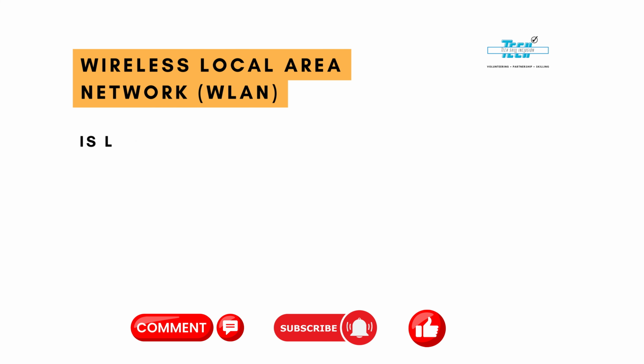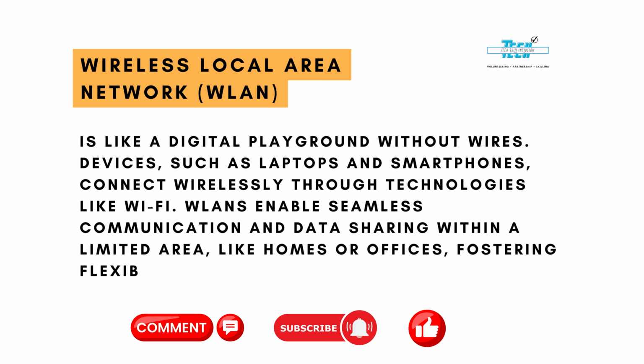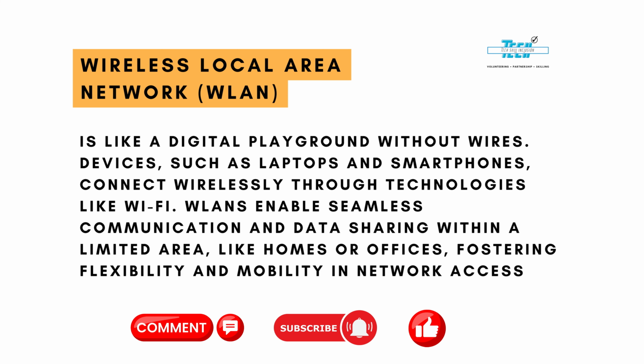Then we have WLAN, wireless local area network. It's like a digital playground without wires. For example, a LAN typically has wiring. An example of a wireless local area network is the Wi-Fi that you use. It's wireless. You just have to find the Wi-Fi name, enter the password, and you're connected to it. Wireless LANs enable seamless communication and data sharing within a limited area, just like the LAN, like your homes or your offices.